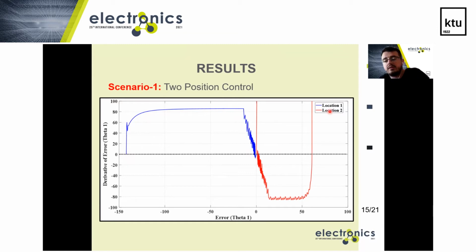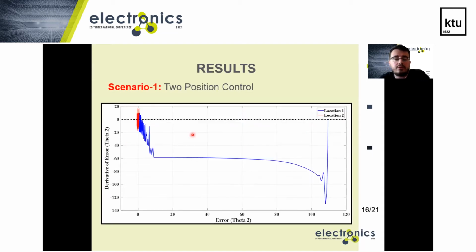Also, for the second location, at the end of the movement, the error and the derivative of error have converged to zero. These images are for theta 1. For theta 2, there are also two parts, location 1 and location 2. On both movement sides, the error and the derivative of error have converged to zero, as you can see.